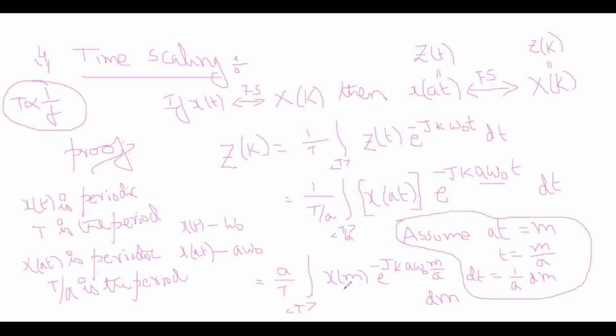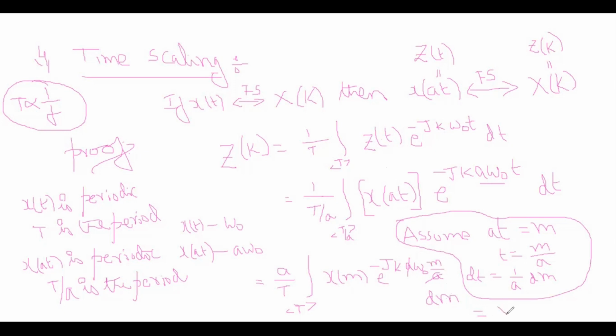Okay, my dear students. Now the a gets cancelled here. A gets cancelled, and we see 1 by T integral of x of m e power minus j k omega naught m dm. This equation, when a is equal to 1, becomes the same equation. Instead of z of t, here it is x of m e power minus j k omega naught m dm.